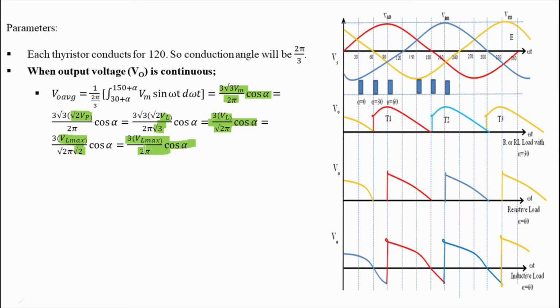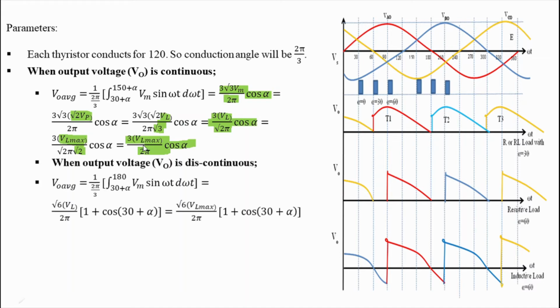Now output voltage V naught is discontinuous when load is resistive and alpha is greater than 30 degree.